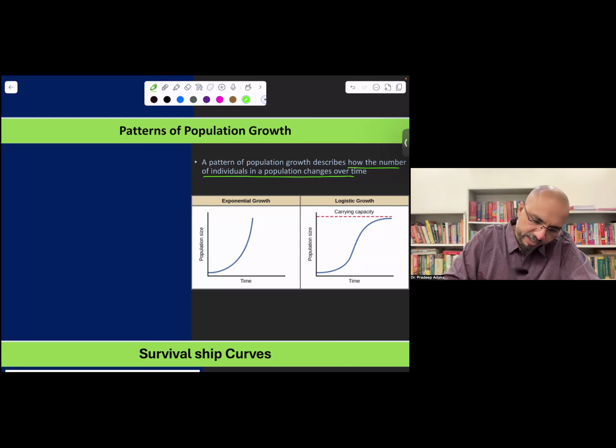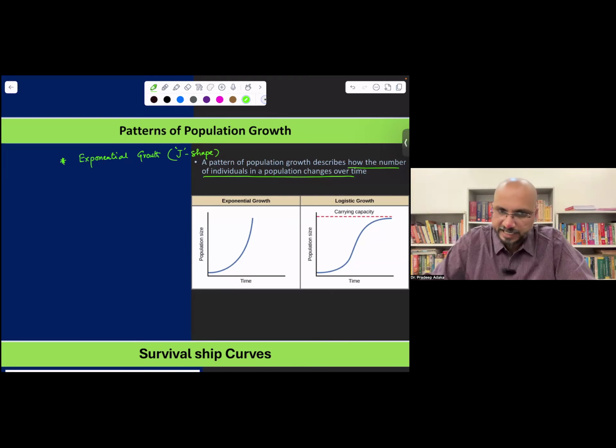First one is the exponential growth curve, where it assumes a J shape. This is called the J shape curve, exponential growth. So it is the first case. Time is on the x-axis and population size is on the y-axis.